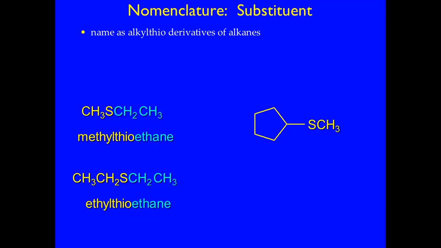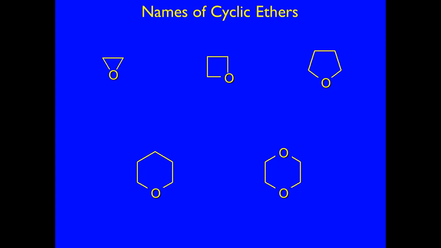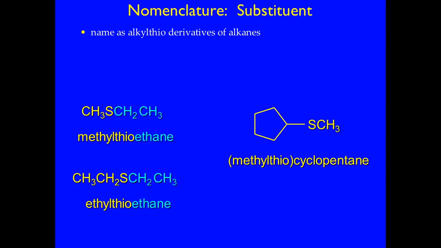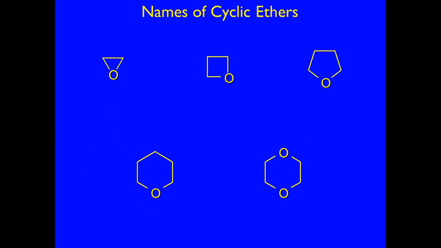Thio is for sulfur. Oxy is for oxygen, right? And that is cyclopentenyl methyl thiocyclopentane. Cyclopentane is the parent hydrocarbon, and that is regarded as a substituent. The smallest alkyl group containing sulfur is regarded as a substituent. This is your parent chain.